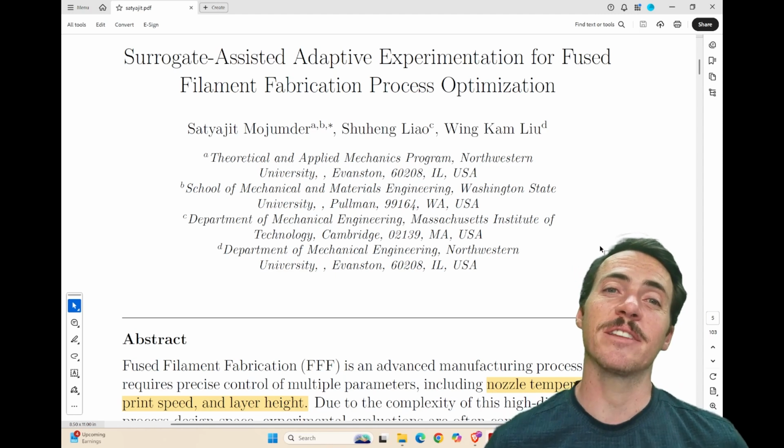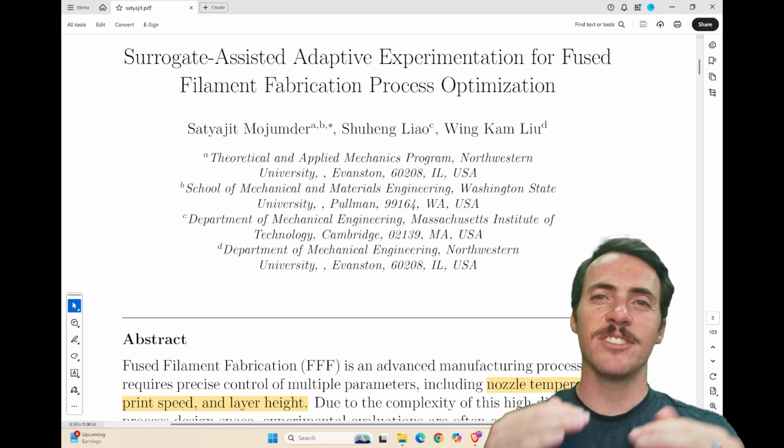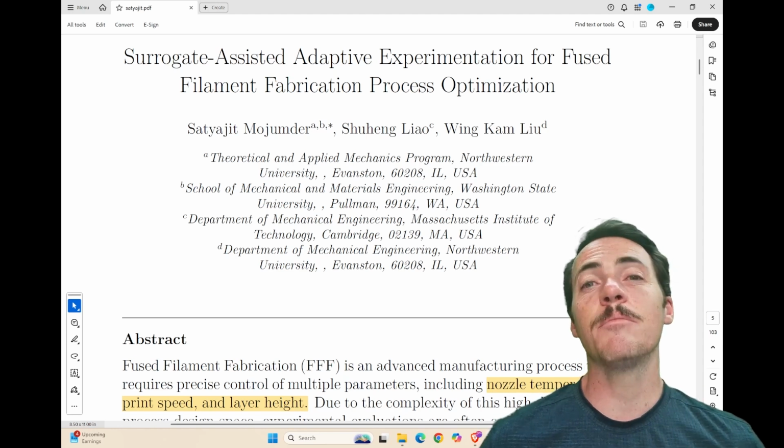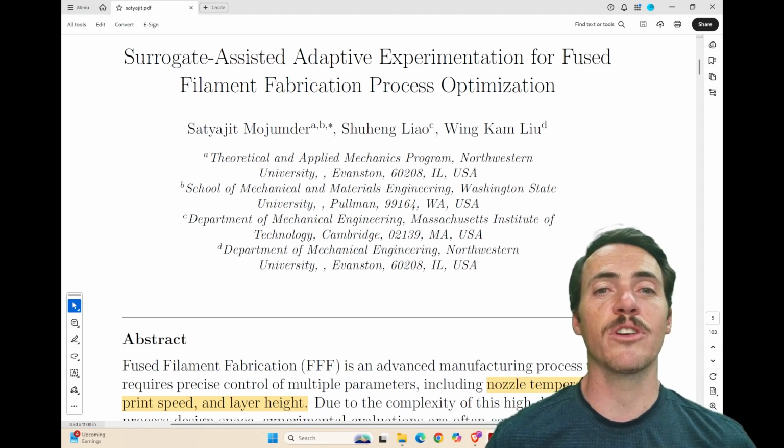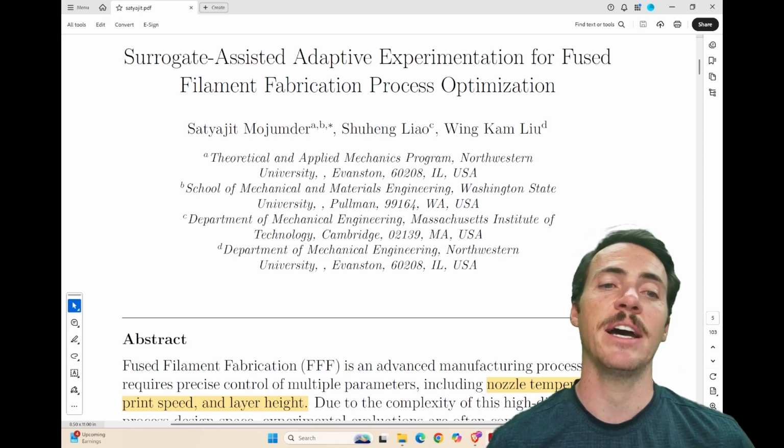I've got a brand new paper to talk about, which has to do with 3D printing and how we optimize the process of setting just the right parameters. This comes to us from researchers Mojumder and coworkers at Northwestern University, Washington State University, and MIT.